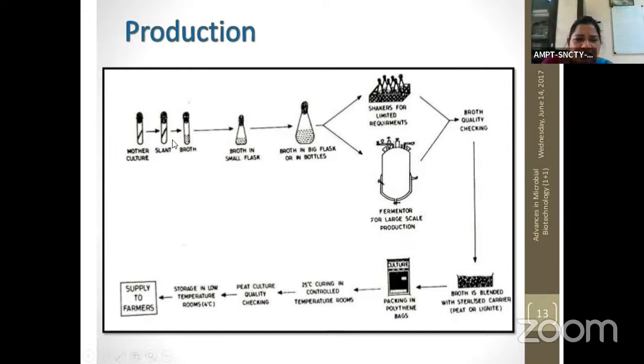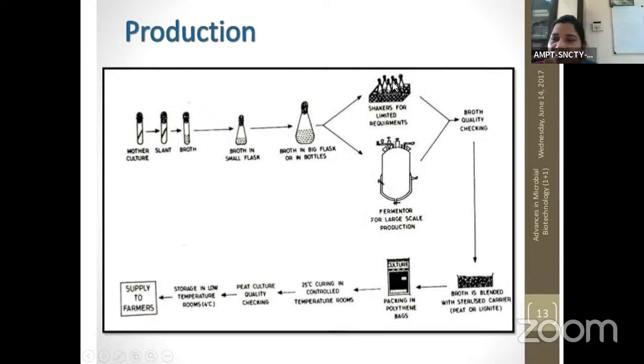For that sake, we can use a slant for maintenance of the mother culture. And after that, this mother culture can be inoculated into a broth tube, where the particular microorganism can be grown. When it reaches the maximum population size, 5 to 10% of this broth can be transferred to a big flask. In this big flask, we can allow growth after incubation of 2 to 3 days, or each microorganism or each biofertilizer has different incubation periods. Then when we go for mass multiplication, we can go for two methods. One is the flask method and another one is the fermenter method.